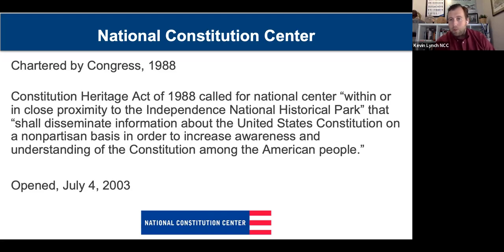We officially opened our doors July 4th, 2003. So eagle-eyed observers will note that that is a day more closely associated with the Declaration of Independence, not the Constitution. We just like to further confuse people. But we celebrated our 20th birthday this summer. And we're getting ready for Constitution Day coming up, which we know is actually September 17th. So there's all sorts of in-person and online programming that we'll be doing for Constitution Day, which will be next week.